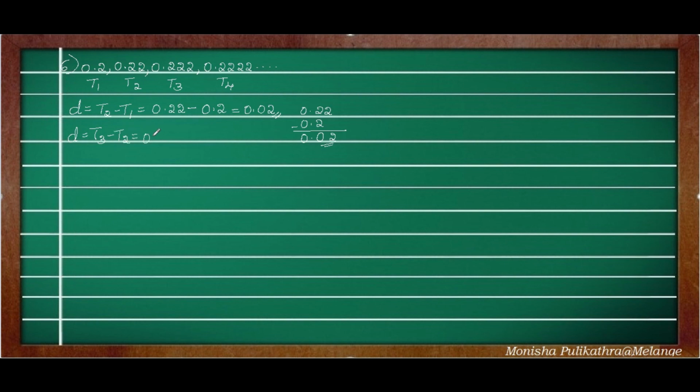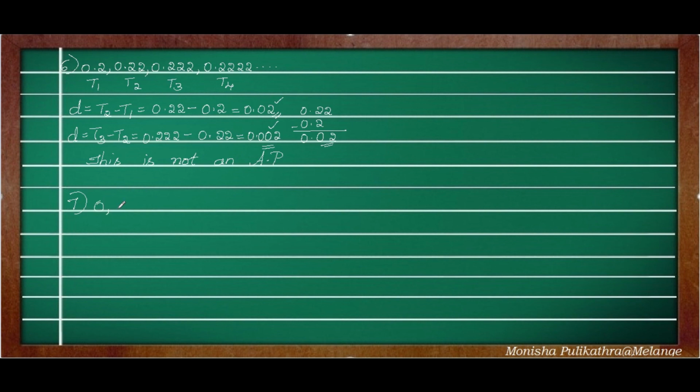So next you find the second, that is T3 minus T2. Okay. So T3 is 0.222. Next T2 is 0.22. So here you are going to get 0.002. Fine. So here the common difference is visibly varying. So if it varies, the conclusion is this sequence is not an AP. So if it is not an AP, there is no need of finding any next three terms. Okay, straightaway we can move to the next question, that is the seventh one.